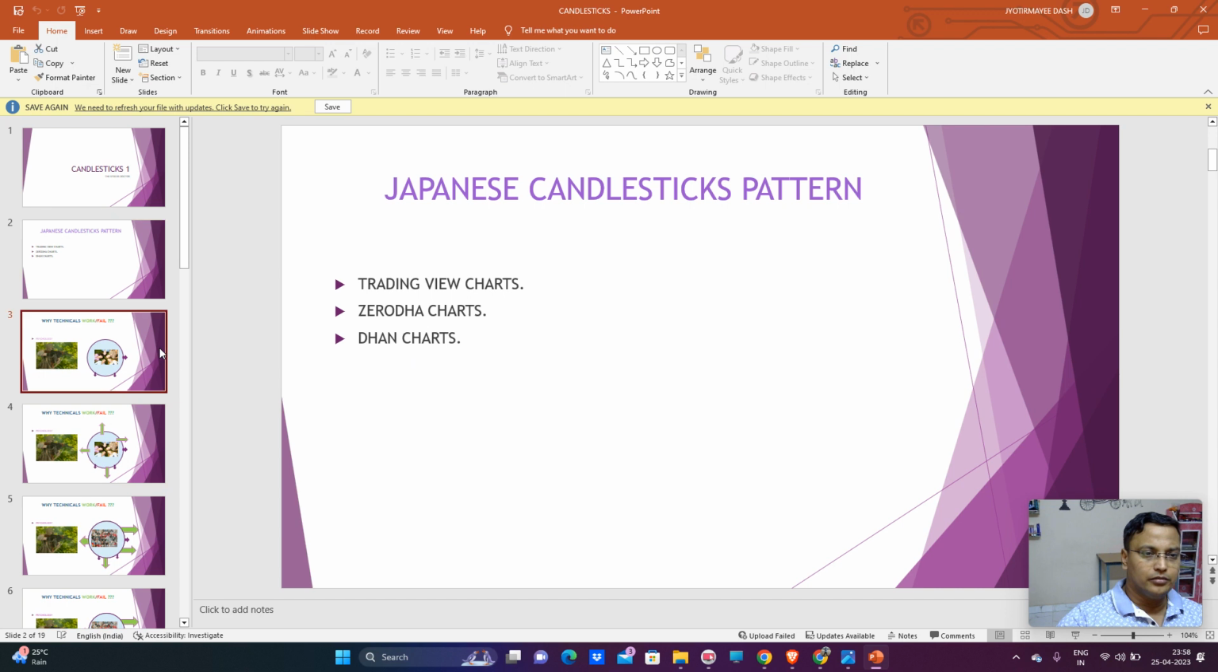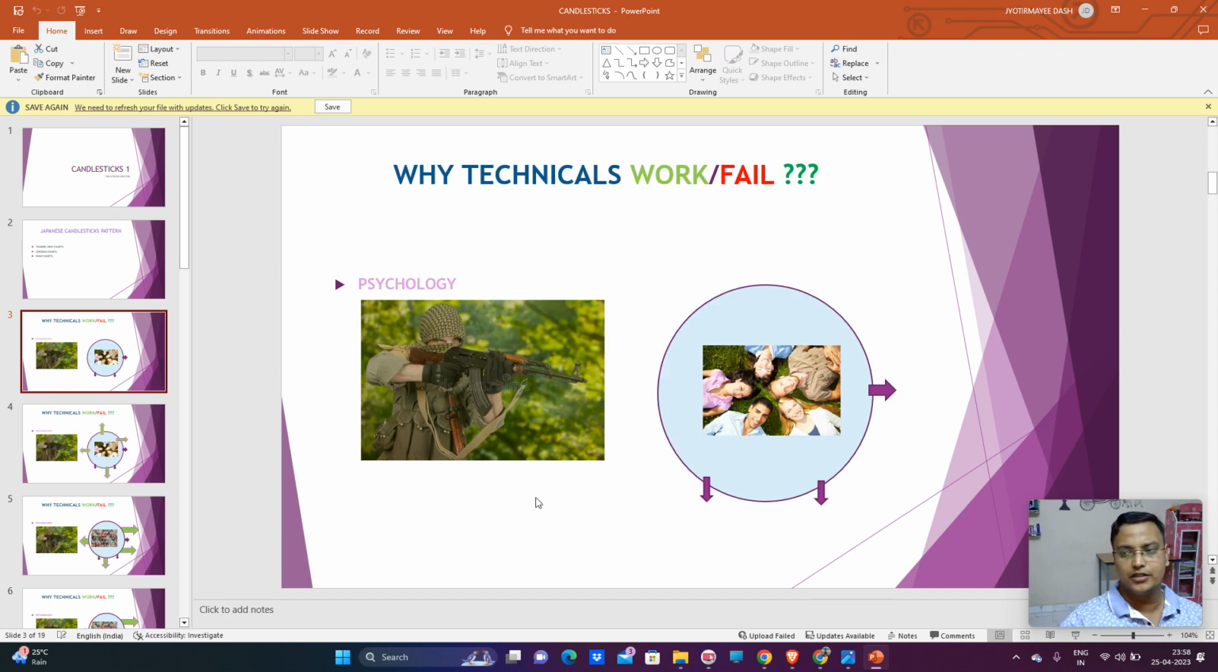Okay, now coming to the technicals. These Japanese candlesticks are a part of the technicals. Why they work and why they fail. The thing is that, just look at this.